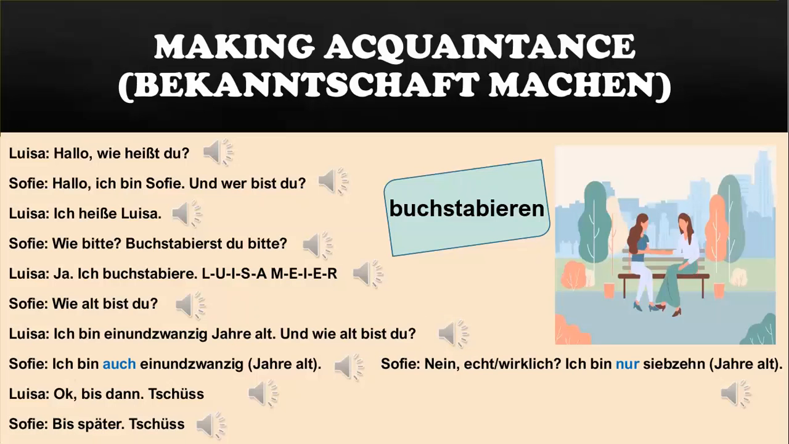Now to this question of Luisa, Sophie can answer in two possible ways. So if Sophie is the same age as Luisa, she will say something like this. Ich bin auch 21 Jahre alt. In this sentence, auch means also, or the word too in English.